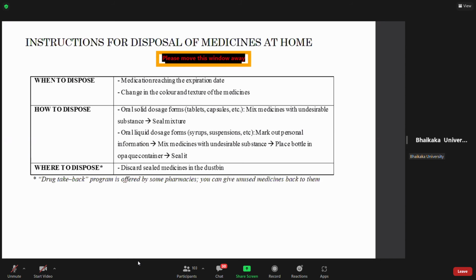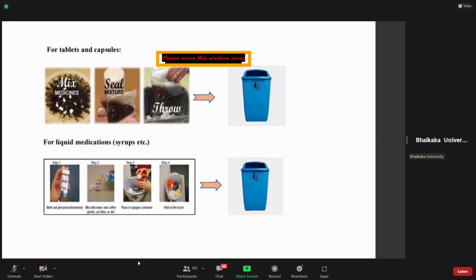And where to dispose medicines? If it is a tablet or a capsule, then first of all, you have to mix the medicine with some undesirable substances like mud or any other undesirable substance. Then you have to seal it and then you have to throw it in the dustbin.